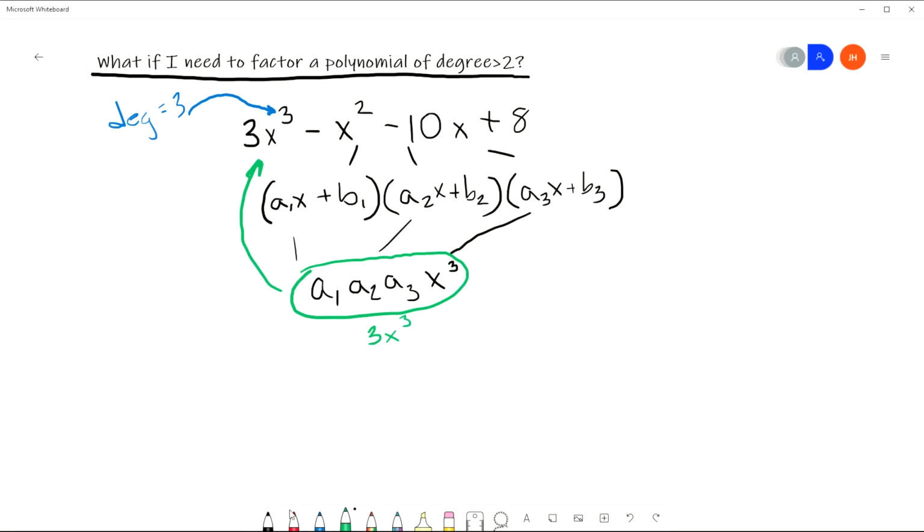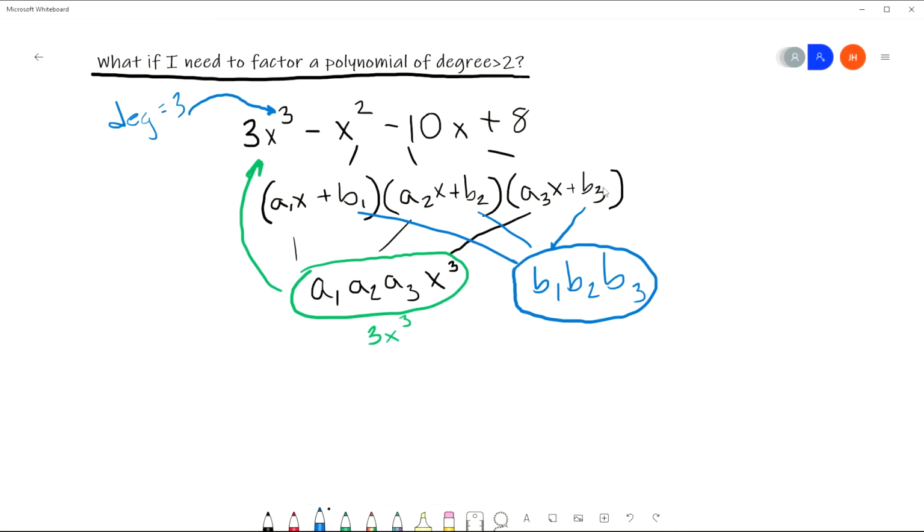Now, similarly, I can notice that all of the numbers multiplied, so b1, b2, and b3, all multiplied, should wind up equaling my constant, right? Because these are all the numbers. And in the end, they should multiply to make the constant, that constant being the number 8.